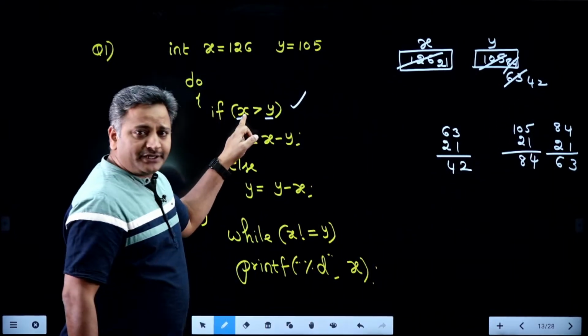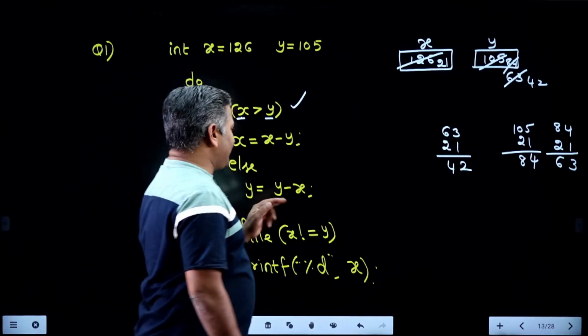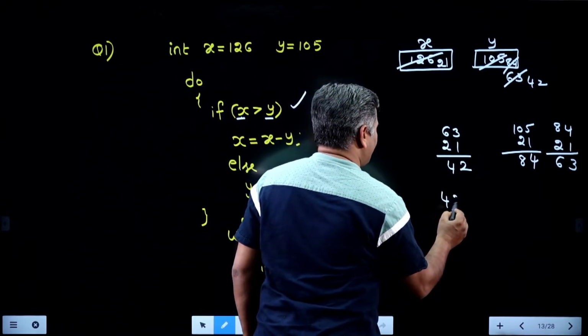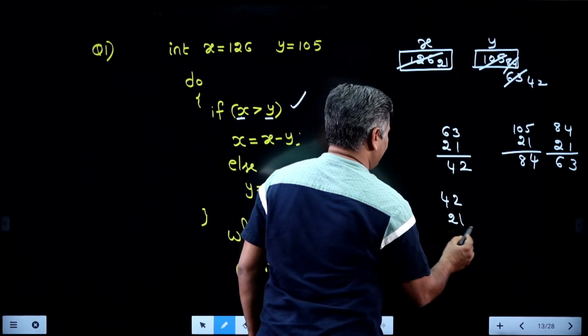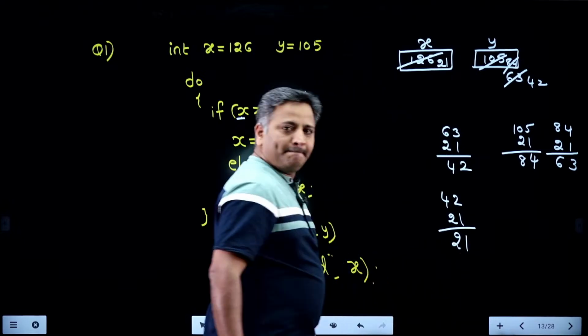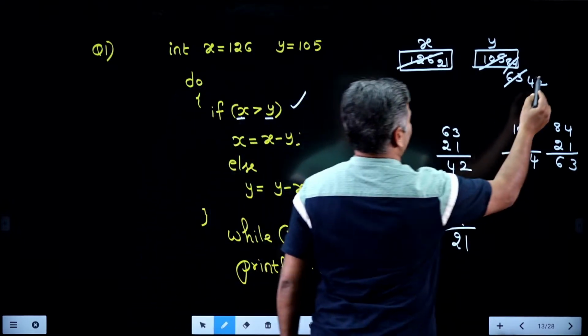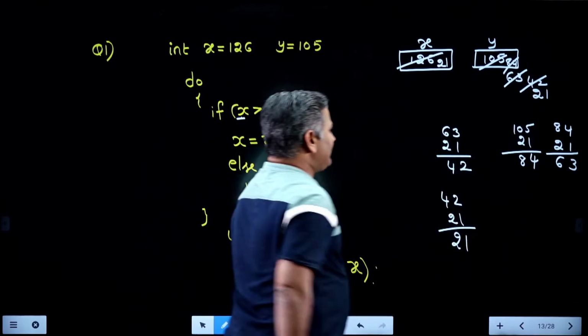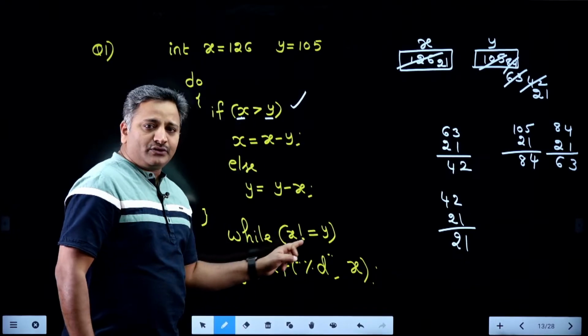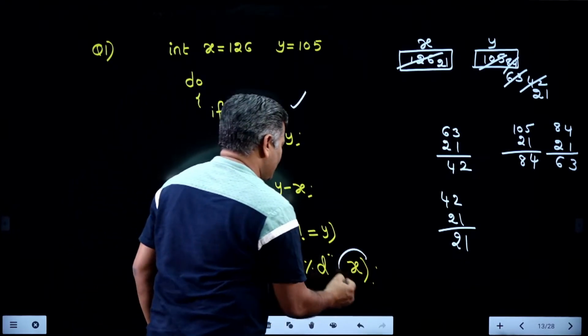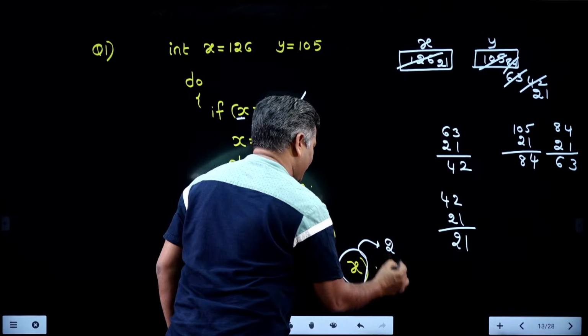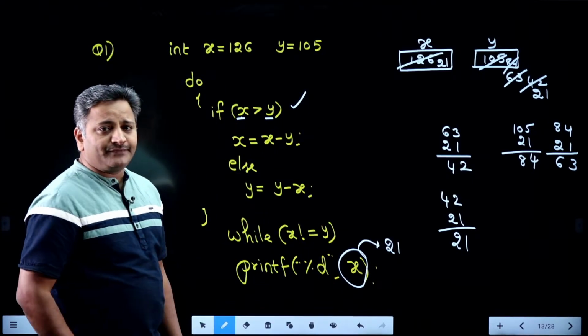After checking this condition, again the condition fails, so the else part will be executed, y equal to y minus x, that is 42 minus 21, which equals 21. So y becomes 21. Once y equals 21, the while x not equal to y condition fails, and we print x. So what is the value of x now? That equals 21.